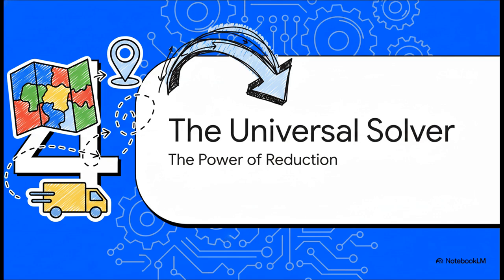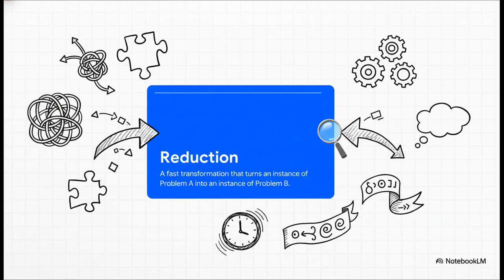The secret sauce, the magic that links them all, is a beautiful concept called reduction. A reduction is basically a clever and, most importantly, fast recipe that lets you transform one problem into another one. It's like a universal translator for puzzles. It takes the language of one problem and perfectly rephrases it into the language of another without losing any of the important details.